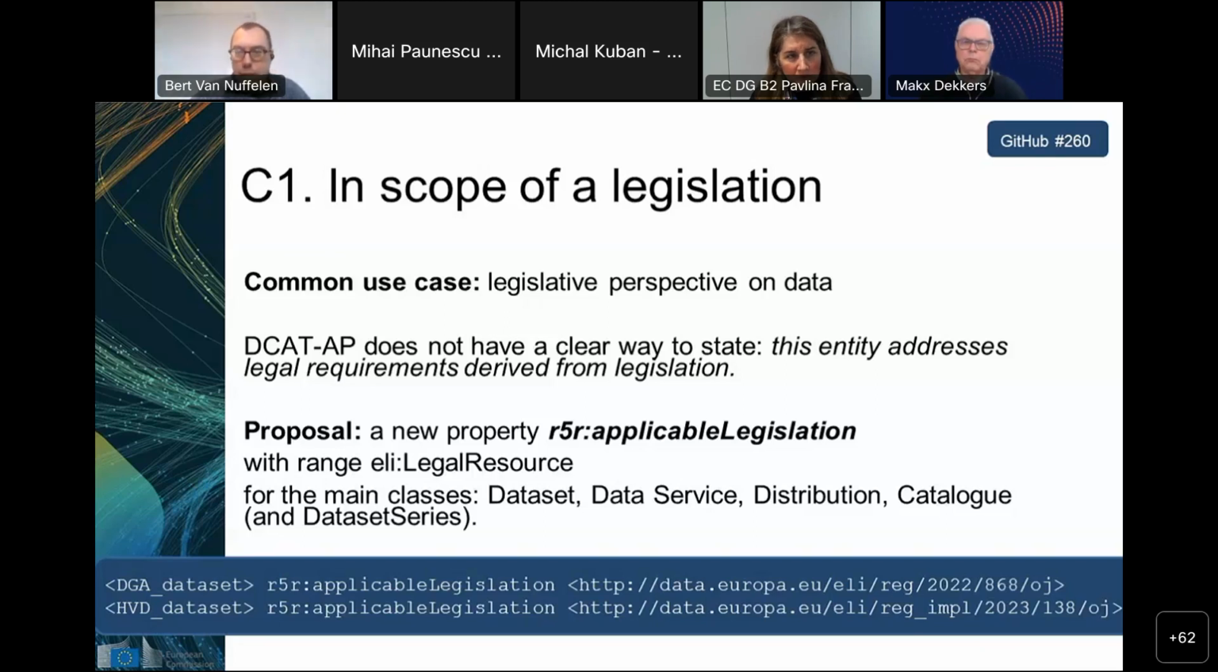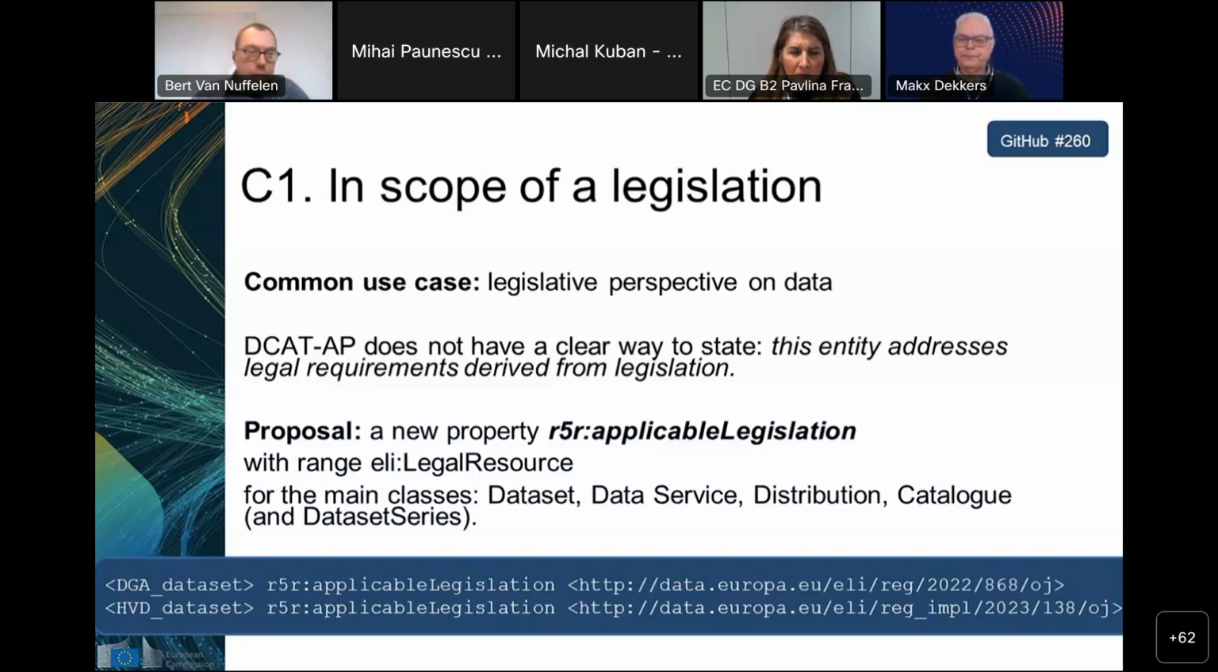So if you're not yet aware of it, Europe has an agreed schema to denote uniquely every legislation in Europe, ELI, the European Legislation Identifier. And so you can use that to point to legislation.